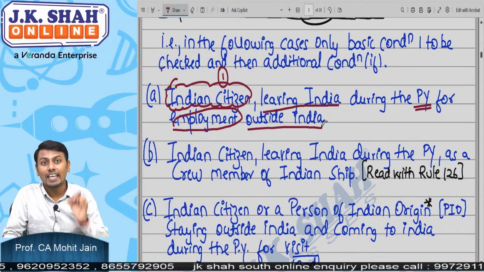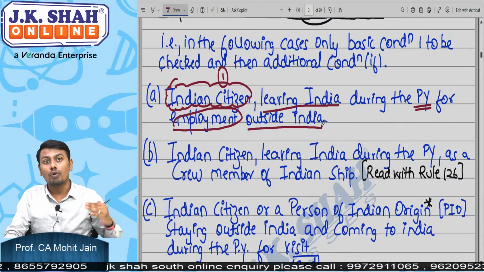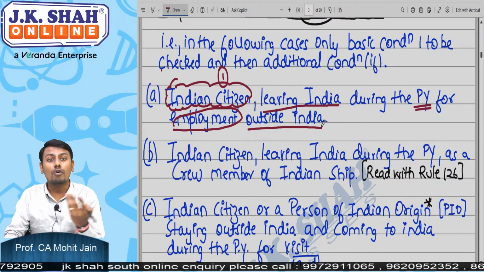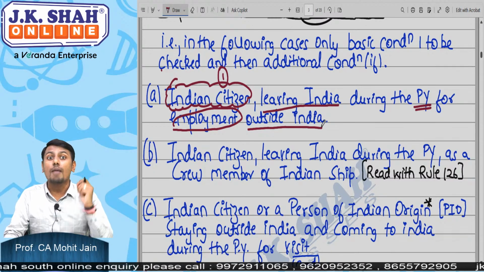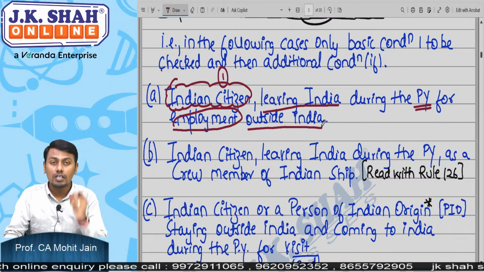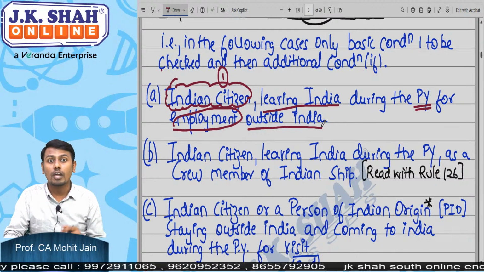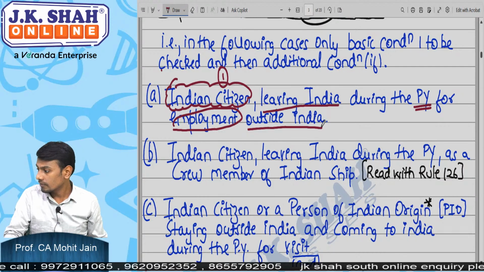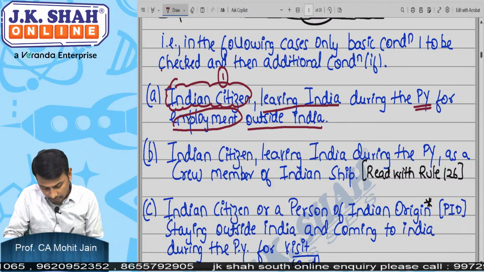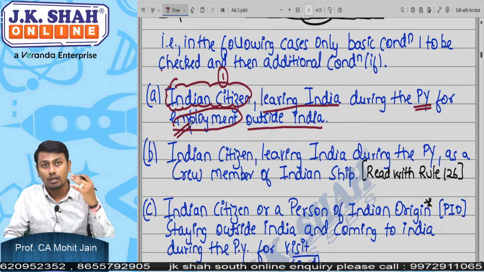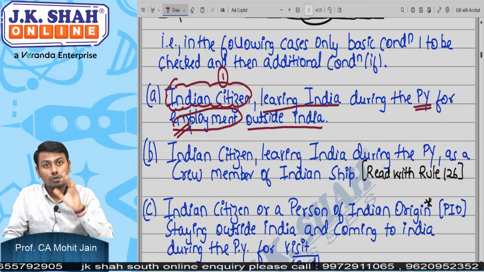So if there is any Indian citizen who is going outside India, and the purpose for which he is going outside India is employment, then for him basic condition number 2 is not applicable. See, the word employment can mean either you're going outside India to do a job, and the word employment also includes self-employment.